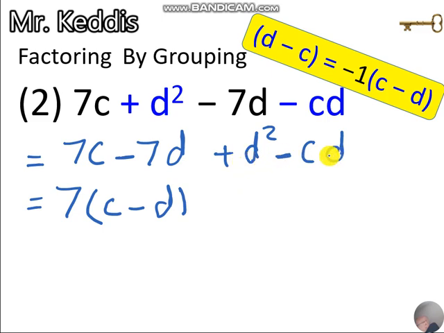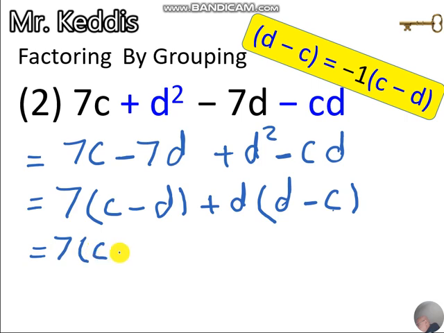And you have d squared and you have cd. I take d as a common factor and I write d minus c here. This is c minus d and this one is d minus c. I have to replace d minus c by negative 1 times (c minus d). Equal under equal, 7 under 7, this is c minus d, plus d times negative 1 times (c minus d).